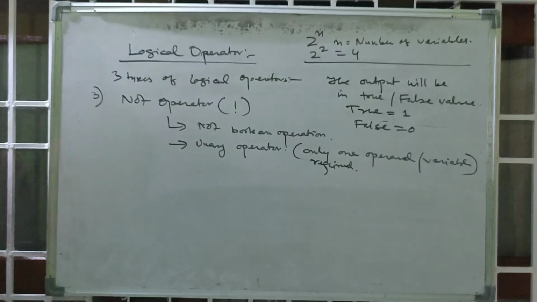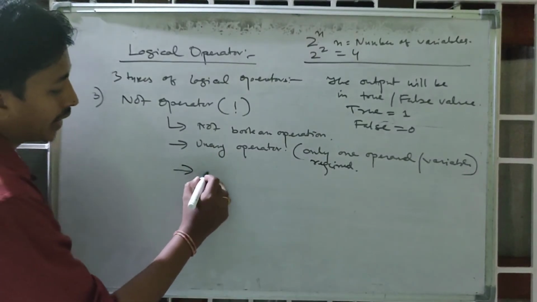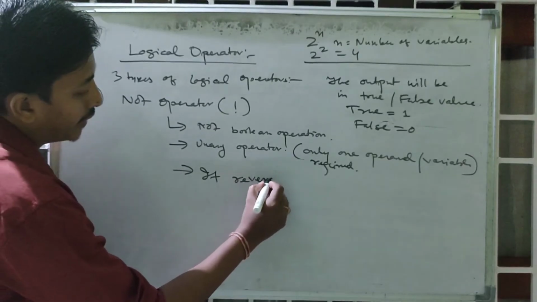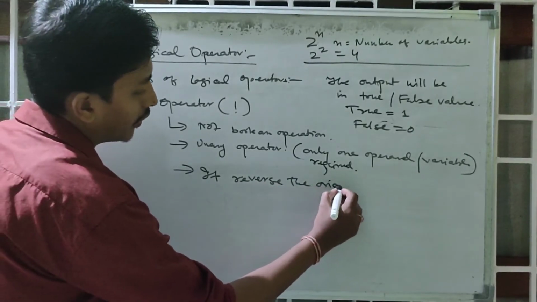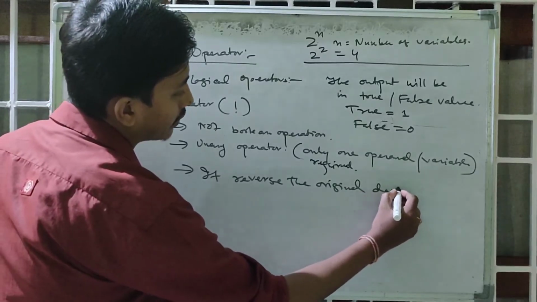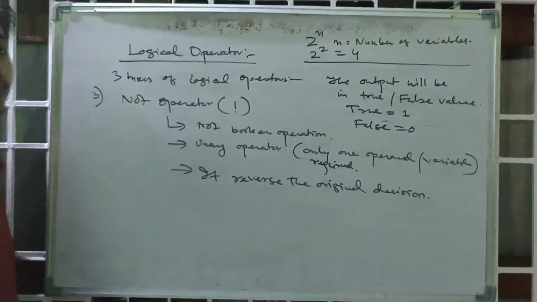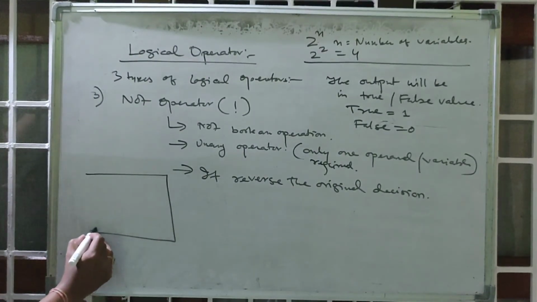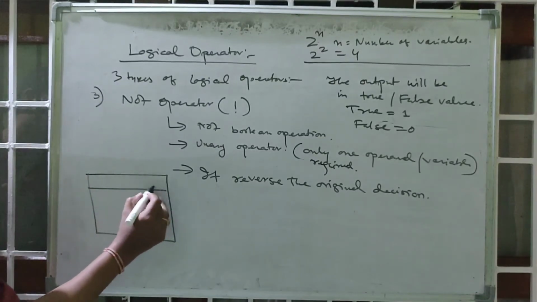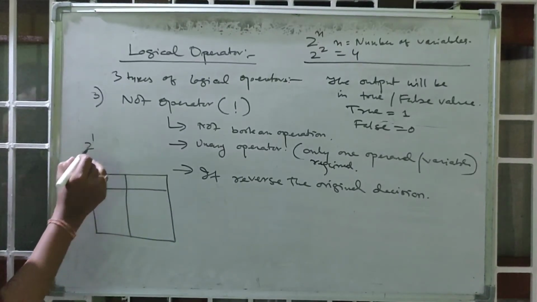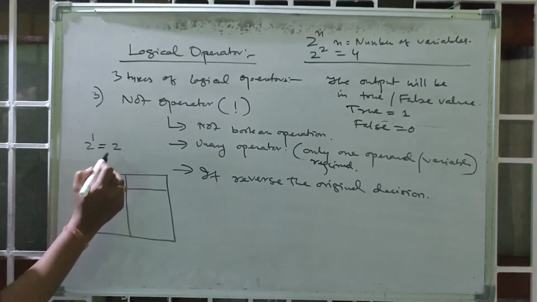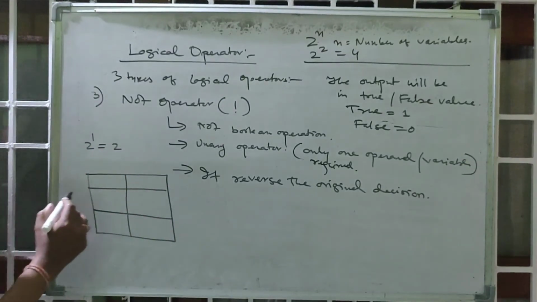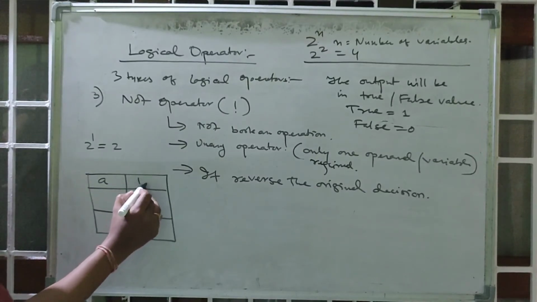It gives the result false if the operand is true, and it gives true if the operand is false. Means it reverses the original decision. You will get this explanation with the help of a truth table. This is only one operand, so 2 to the power 1 means 2 possibilities only. So this is A and this is not A.